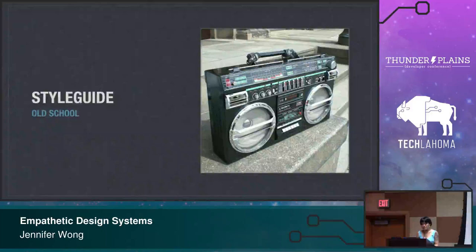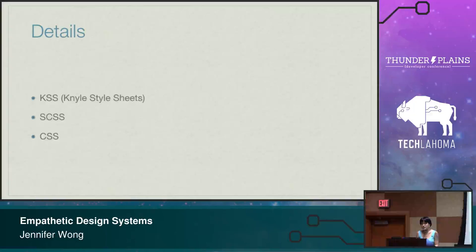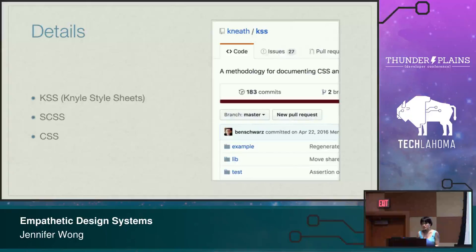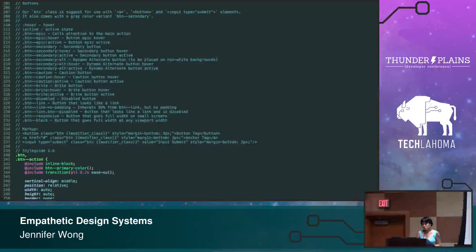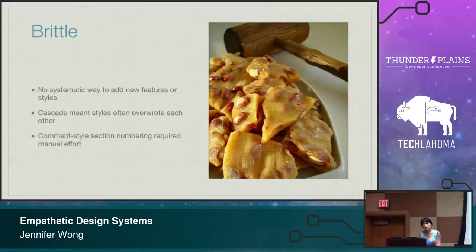The style guide that we originally had was pretty old school, and this is why we were replacing it. Some details about it, we used KSS, SCSS, and CSS in our style guide. So you're probably wondering, what is KSS? KSS was a way of documenting our CSS, and it would auto-generate documentation from the CSS itself. This is what it looked like. It was a lot of comments in the CSS files. So it was a lot of stuff to read, and it was all in this one color, so difficult. Our style guide was also very brittle.